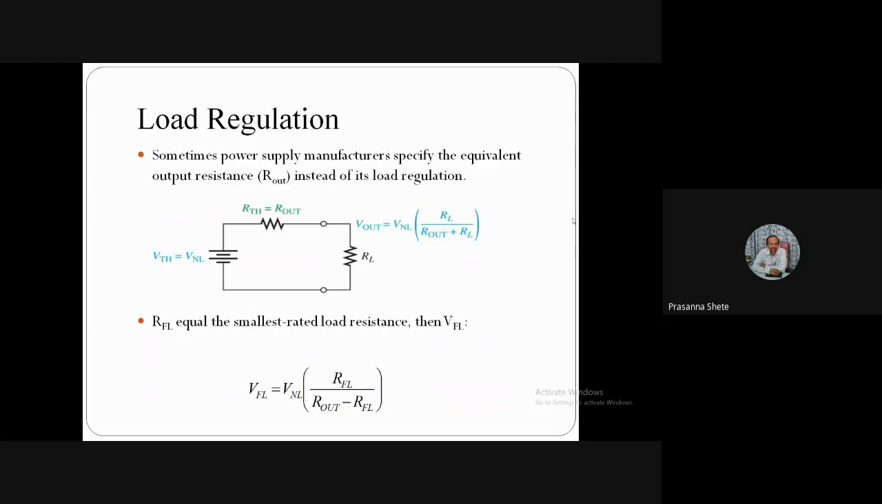We have another formula for load regulation which can be calculated from the output resistance given over here, and we can find out V out is equal to VNL into RL upon R out plus RL, as we are finding out the VFL also over here as VNL into RFL upon R out plus RFL. So we can use different formulas for calculating the different performance parameters.